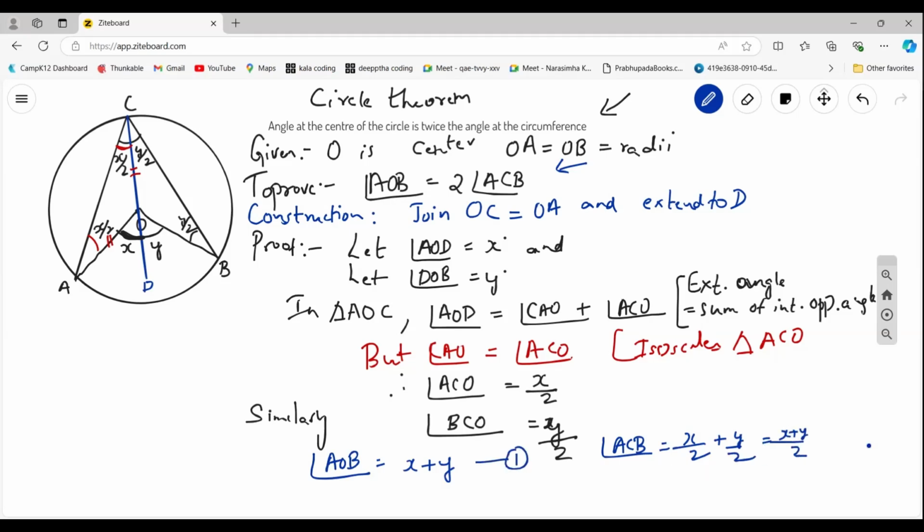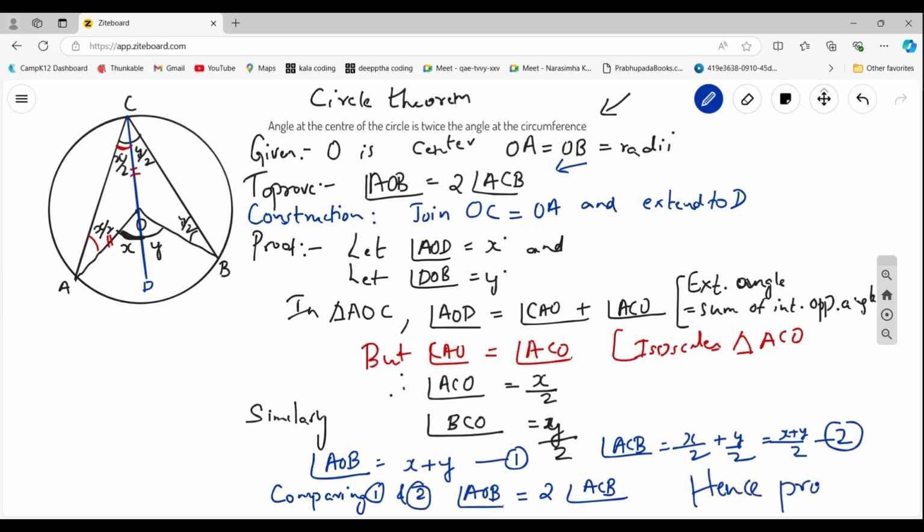Comparing this and this, I can say that angle AOB is twice the angle ACB. I can say, comparing 1 and 2, right? Because this is (X plus Y) by 2 and this is X plus Y, so obviously this is half of it. So this is how we have proved it. Hence, we have proved that the angle at the center is twice the angle at the circumference.